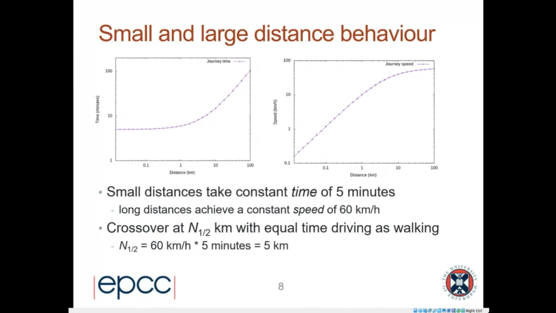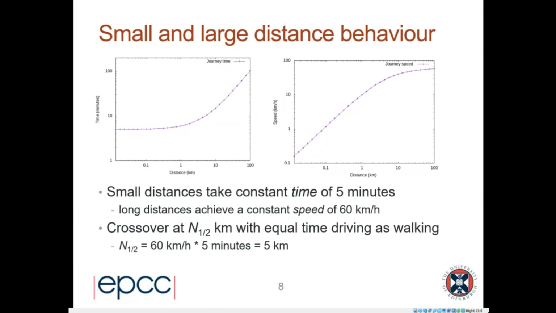For small and large distance behavior, small distances take a pretty constant time of about 5 minutes. Whereas if I plot the speed, I only get a constant speed of 60 kilometers an hour when I achieve a long distance. You might then ask, what's a long distance? What's a small distance? Well, I would say a long distance is one where you spend more time driving than walking to the garage.